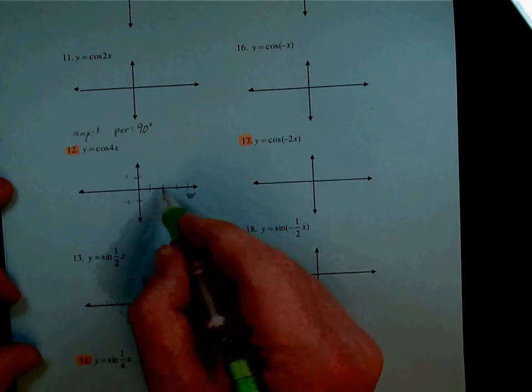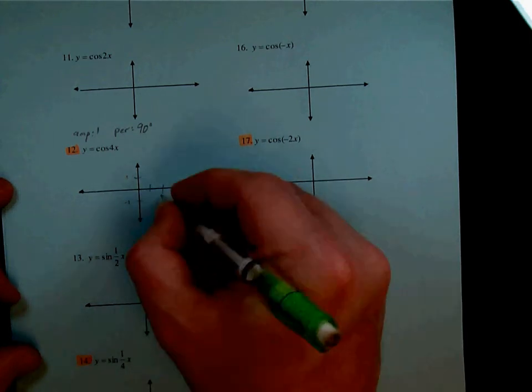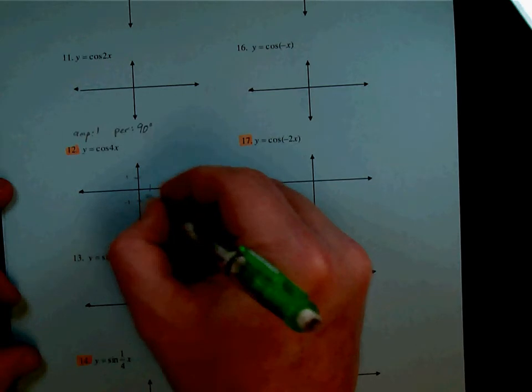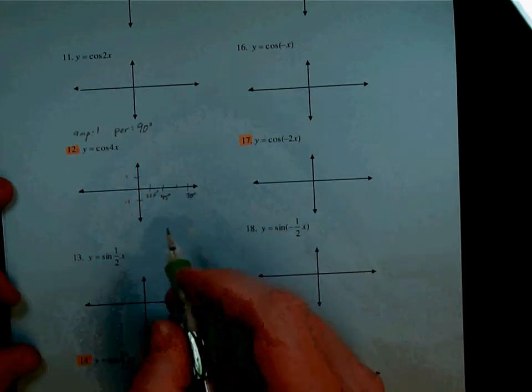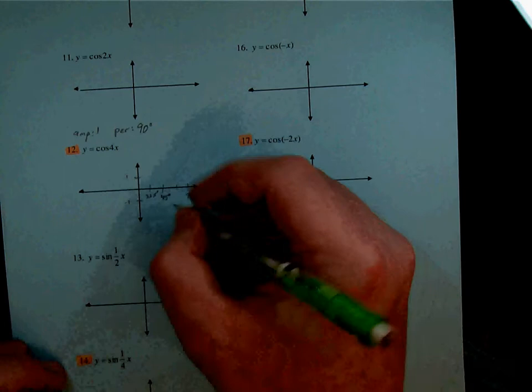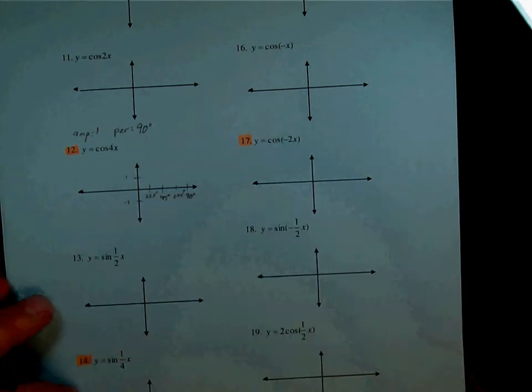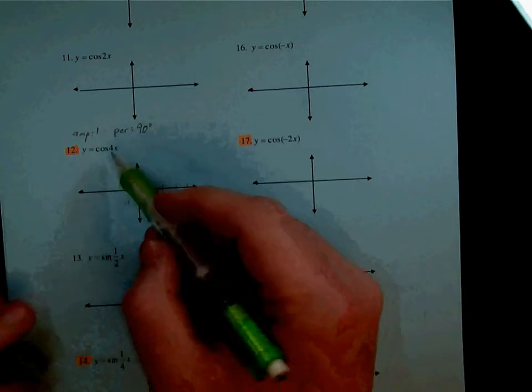So if I go back to the middle one, half of 90 is 45. The second one should be a 45. Half of 45 is 22.5. So I see now that I'm going by 22.5s. So I add 22.5 to 45. I get 67.5. Okay, it is not flipped.